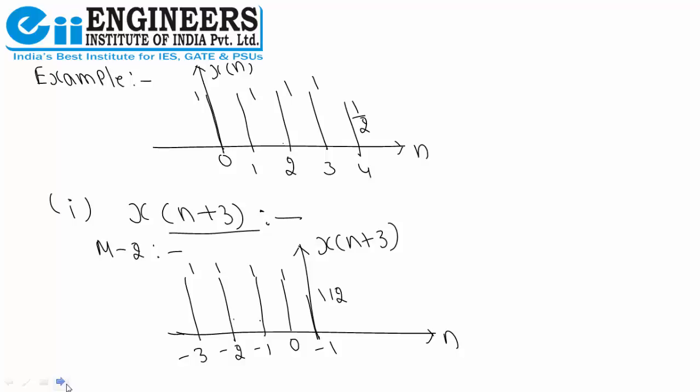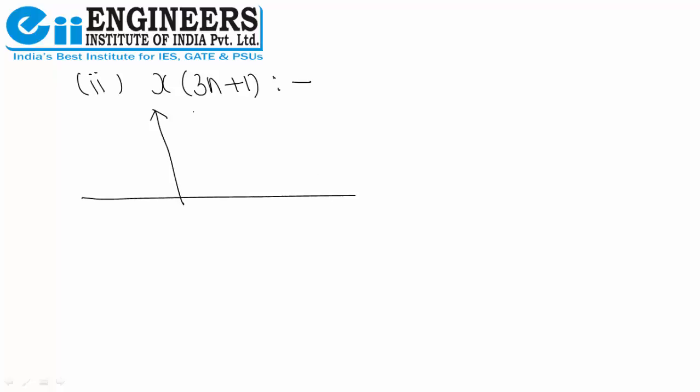Now if I take the next example, suppose I want to perform x of 3n plus 1. The signal will remain the same: 1, 1, 1 and 1/2.